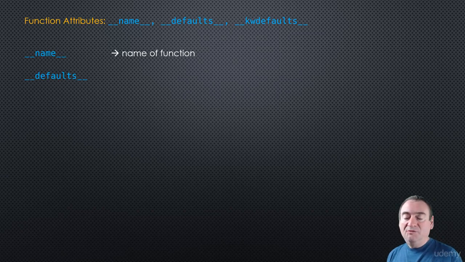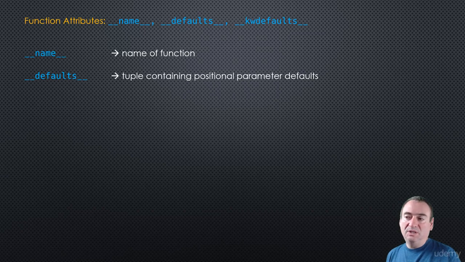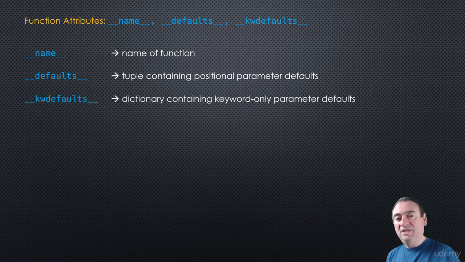What about the default values? Remember, we can create default values for parameters on functions. Well, we can use dunder defaults. That will be a tuple containing the positional parameter defaults. And we have dunder kwdefaults, which does the same thing, but for the keyword-only arguments, and that will be a dictionary.